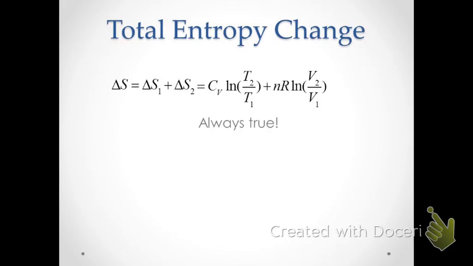For an isothermal process, of course, T2 and T1 will be the same. So that means the ratio T2 over T1 will be equal to 1, and the natural log of 1 is equal to 0. So for an isothermal process, we just end up with the second term in the expression, which is exactly what we derived for an isothermal process previously. So this equation will work regardless of the process that we are talking about.